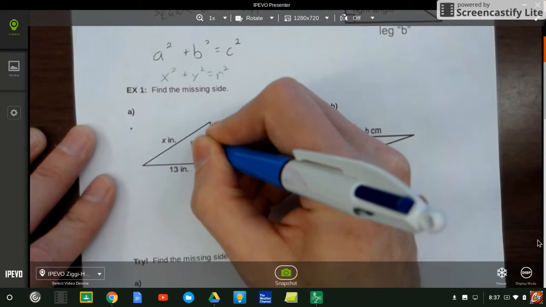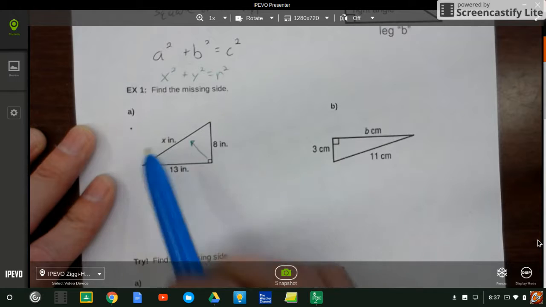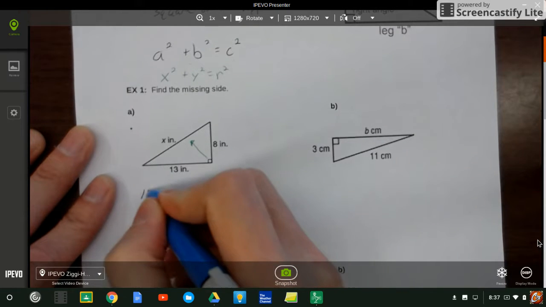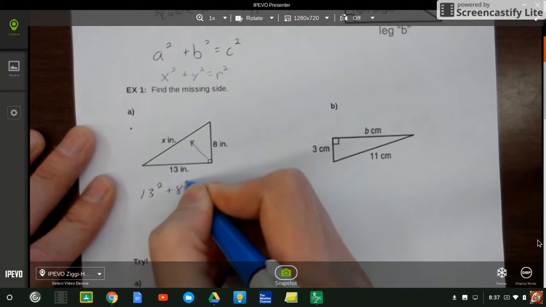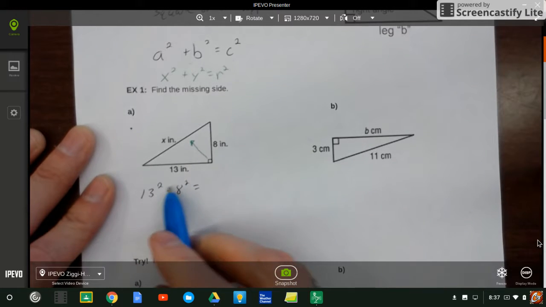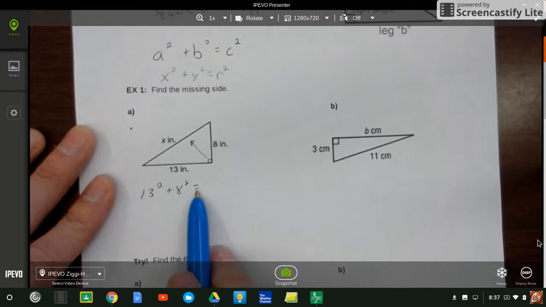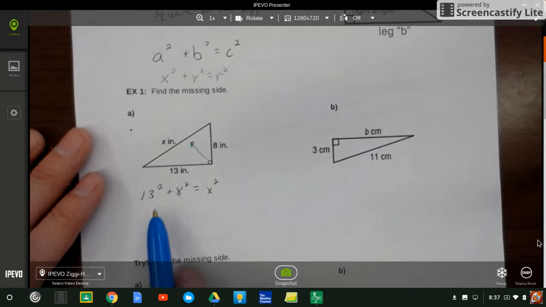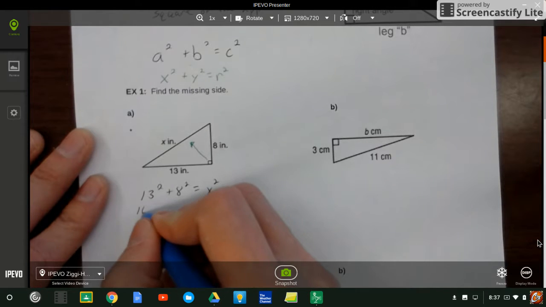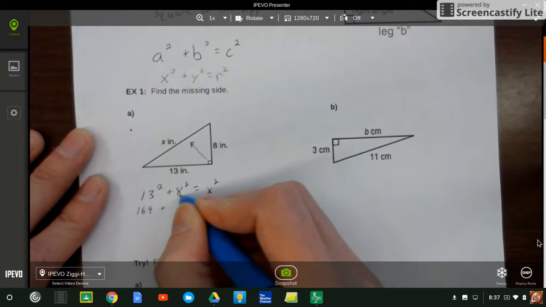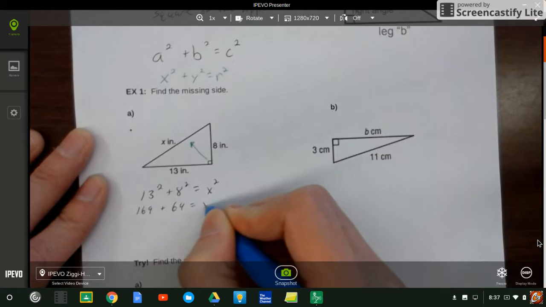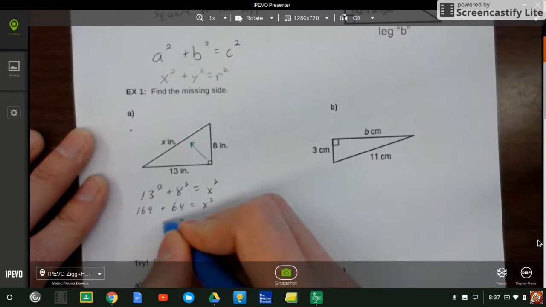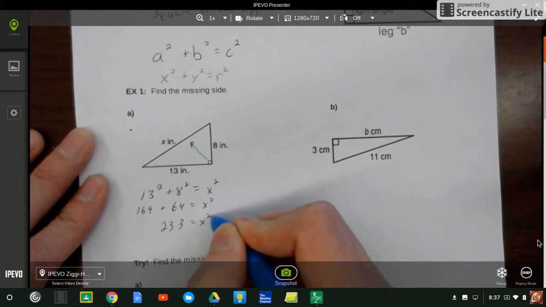Identify your right angle and your hypotenuse. So x is my hypotenuse. So the legs are 13 and 18. 13 squared plus 18 squared. There's the sum of the squares of the legs equals the hypotenuse squared. And there we go. We set it up just like that. So 13 squared is 169. 18 squared is 64... and we can add that together, and we get 233 equals x squared.